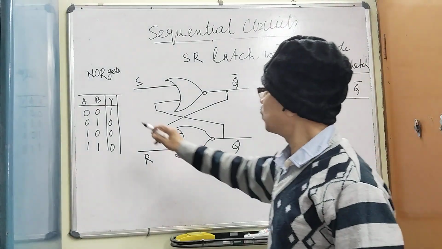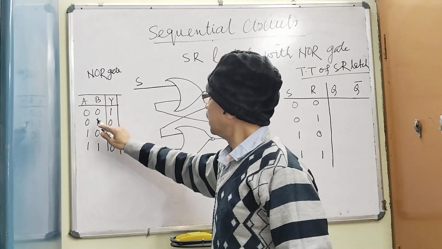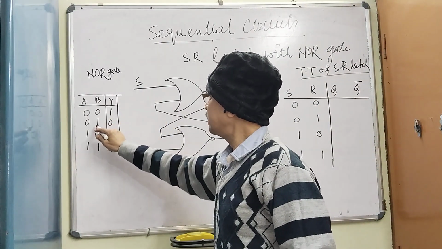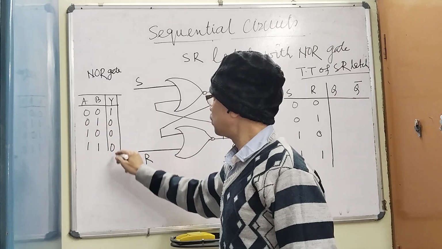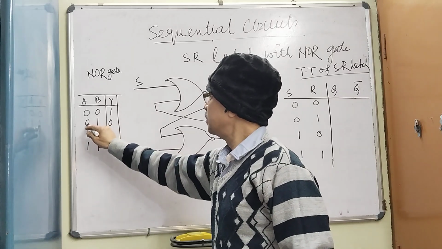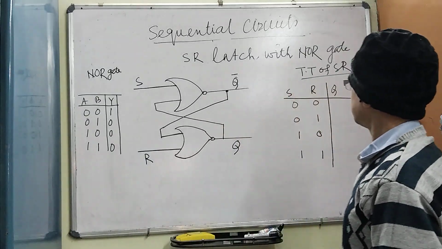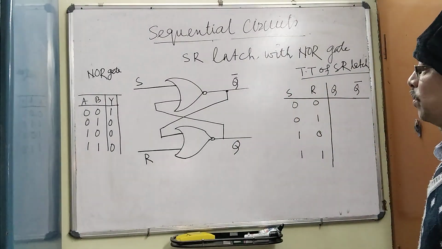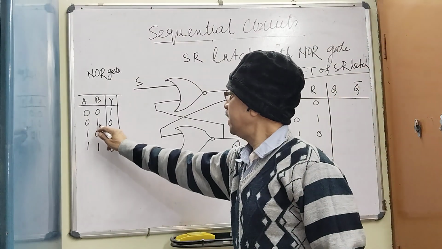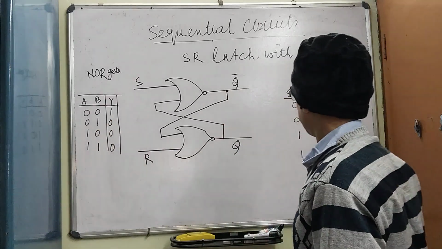From this NOR gate we know that if any input is 1, then the output is 0. This is the basic logic. 0 1 0, 1 0 0, 1 1 0. So if any input is 1, then the output is 0.